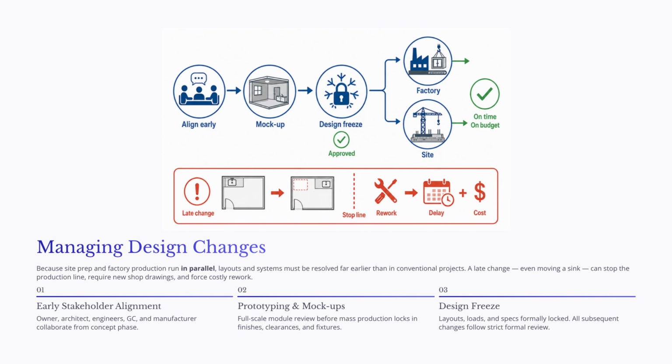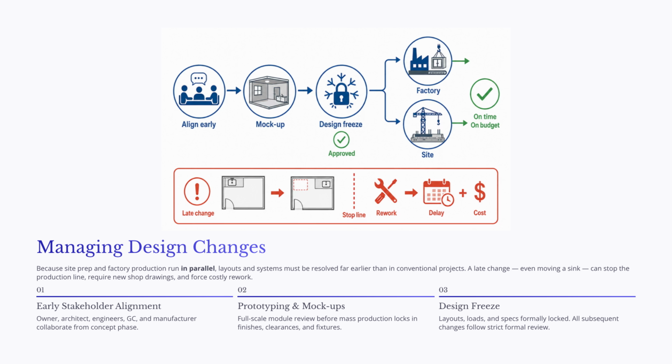The third design practice is managing design changes. In modular construction, late design changes can be much more damaging than they are in conventional field construction. That means layouts, structural loads, MEP systems, finishes, and major specifications must be resolved much earlier.